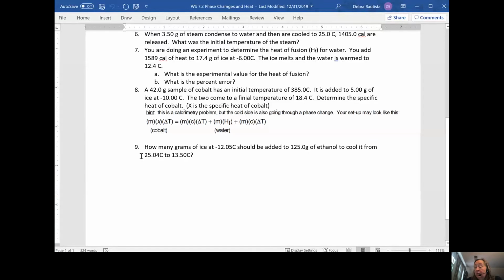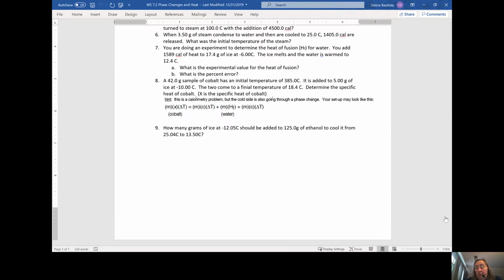So I'm going to share the document, and we were wondering how to work question number 9 on this worksheet. So hopefully you will be able to see this. How many grams of ice at negative 12.05 Celsius should be added to 125 grams of ethanol to cool it from this temperature to that?